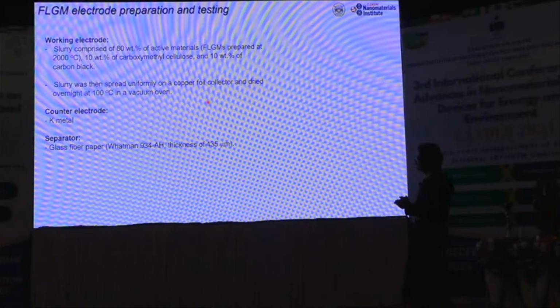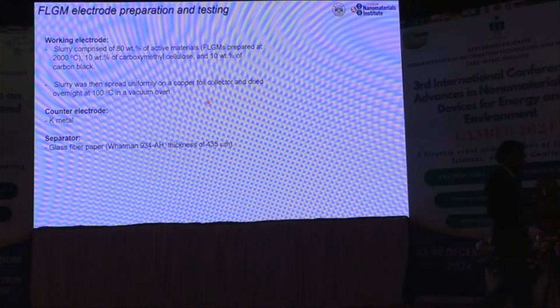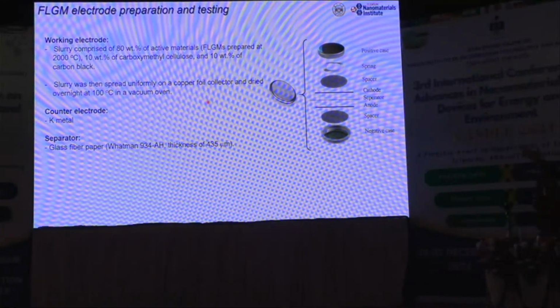And then we use a counter electrode. If it's a potassium ion battery, we use potassium. And then we use a separator. And then we assemble them into a coin cell. So this is basically a coin cell. So you have the bottom case and the top case. And in between, you put the cathode, separator, and the anode.